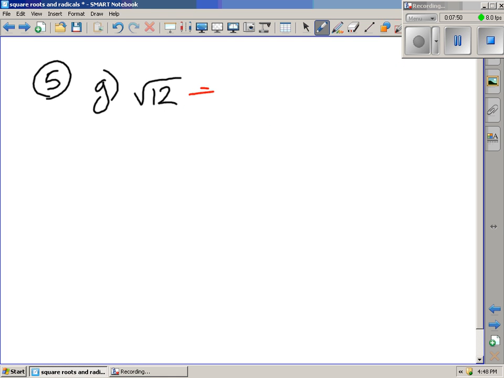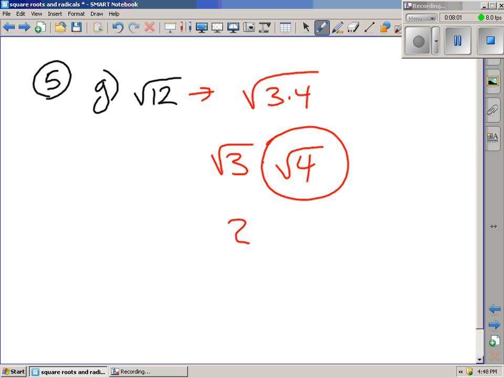The square root of 12, you can break up into the square root of 3 times 4. And then you can split it up into two separate radicals, the square root of 3 times the square root of 4. The square root of 4 is equal to 2, so we're left with 2 times the square root of 3.